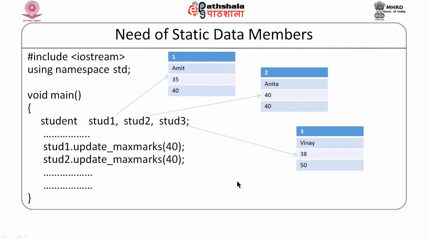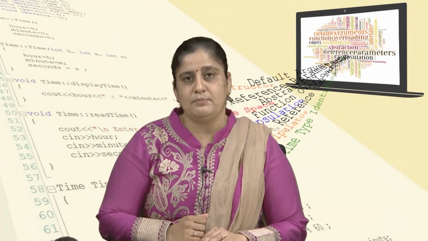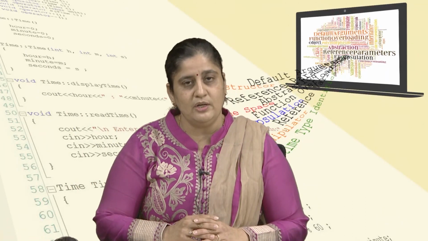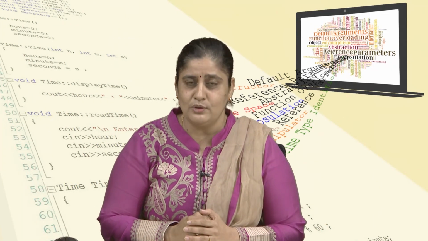So, the problem with the data members whose value is going to be common for all the objects of that class is that modification is cumbersome, there can be inconsistency in that particular data, and we unnecessarily end up wasting a lot of memory. So, is there a better way to deal with data members which are common to all the objects? Because the way we have done it, it's not a great idea to manage all this in that particular fashion, and we have seen that problem also. So, we would be happy if we have a better way of dealing with those data members which are common to all the objects.